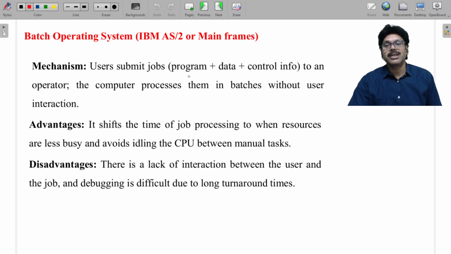Advantages: it shifts the time of job processing to when the resources are less busy, and avoids CPU idling between manual tasks. Disadvantage: there is a lack of interaction between the user and the job, and debugging is difficult due to long turnaround times. Because you submit the job today, and after 10 or 12 hours you have to go there and collect your output.